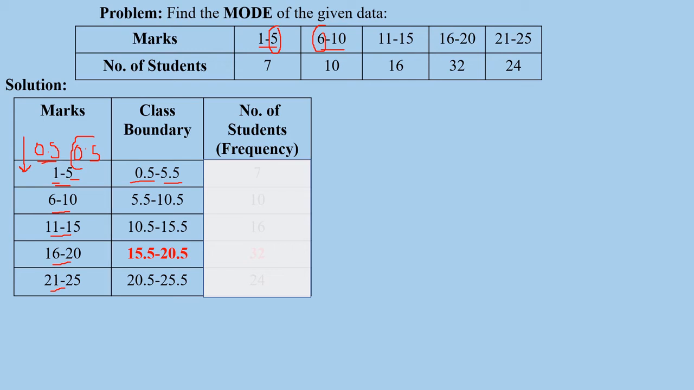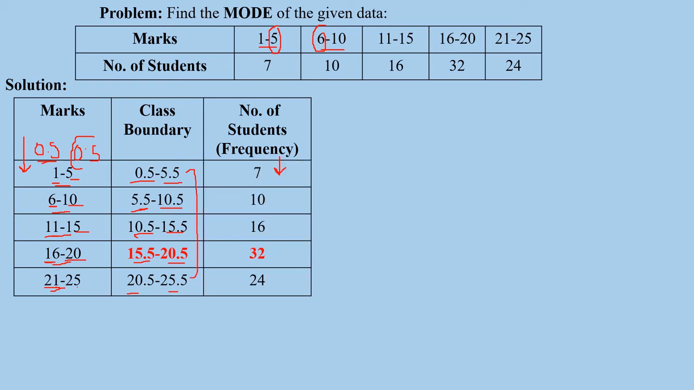So in the same way, 6 minus 0.5 is 5.5, 10 plus 0.5 is 10.5, 11 minus 0.5 is 10.5, 15 plus 0.5 is 15.5, 16 minus 0.5 is 15.5, 20 plus 0.5 is 20.5, 21 minus 0.5 is 20.5, 25 plus 0.5 is 25.5. Now these class boundaries are continuous.